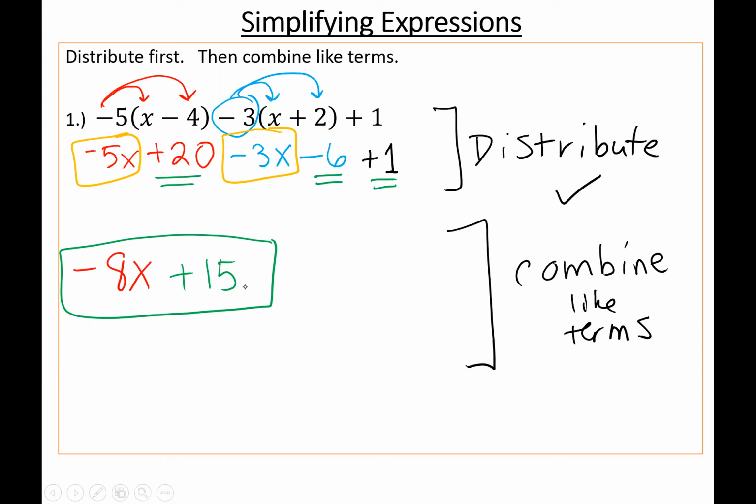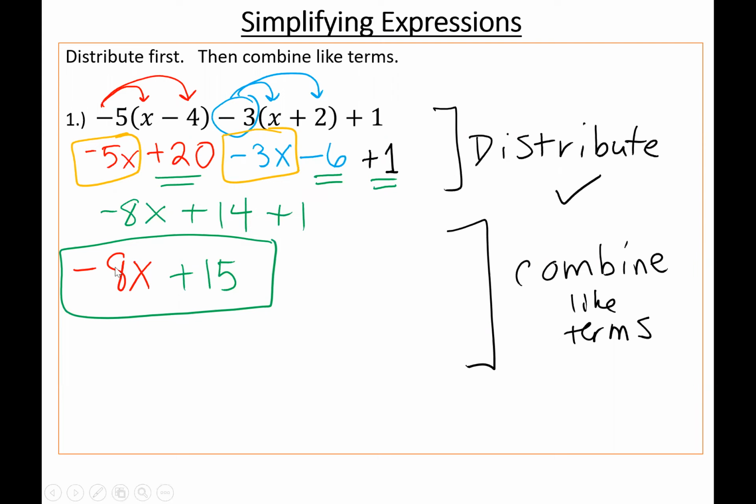Now, if you wanted to break that down a little bit more, maybe you would write -8x, and then you'd write plus 14 plus 1, and then combine 14 plus 1 into 15. So you could slow down and break it down more. But the point is, we distributed. When we saw parentheses, we distributed the numbers that were to the left of the parentheses. After that, then we combine like terms. So we combined the terms that had x's together. -5x minus 3x became -8x. And then we also combined all the numbers, also known as constant terms.